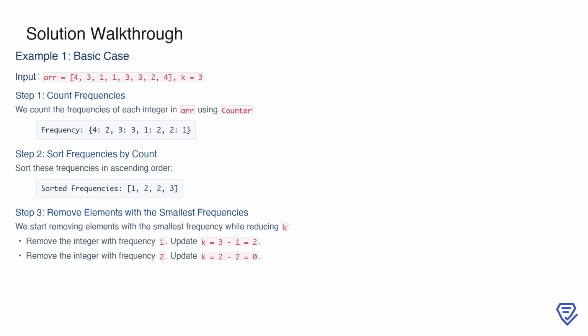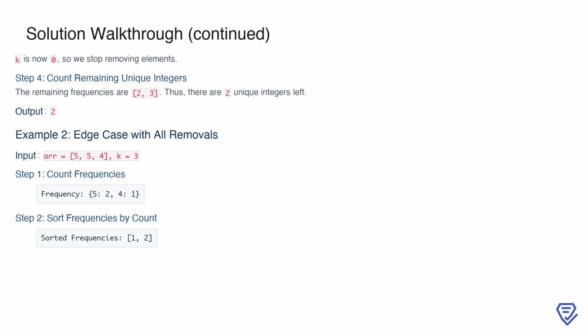Now, we start removing elements, beginning with the integer that has a frequency of 1. Removing this integer decreases k to 2. Then, we remove the next smallest frequency, which is 2, and this reduces k to 0. At this point, we have used up all of k, so we stop removing elements. With k reduced to 0, we proceed to count the remaining unique integers. The frequencies left are 2, 3, which correspond to 2 unique integers. Therefore, the output for this example is 2.